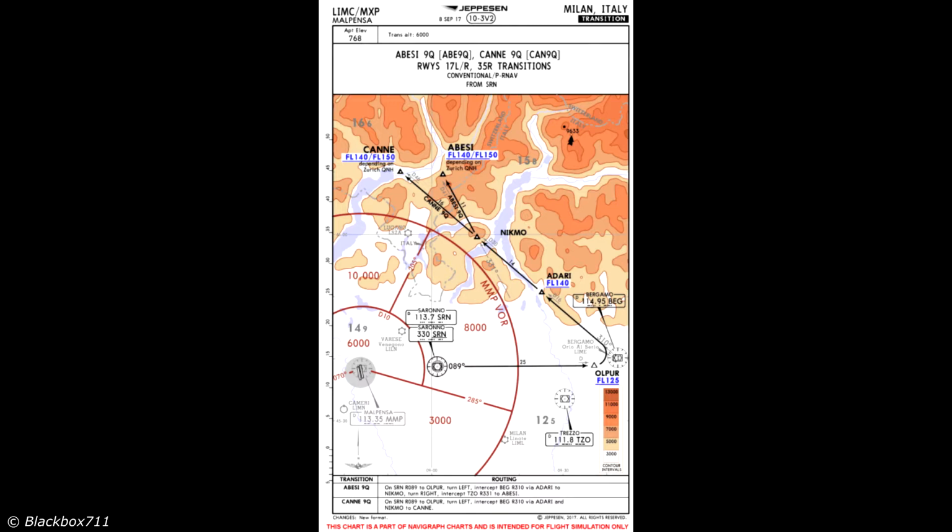Let's have a look at the last one, Abesi 9 Whiskey. No, again, that's towards the west. We don't have to do anything with that. All right, and that's it. So that's the only plausible transition that we can fly, the Abesi 9 Quebec. And that's how you find the transition in this case.